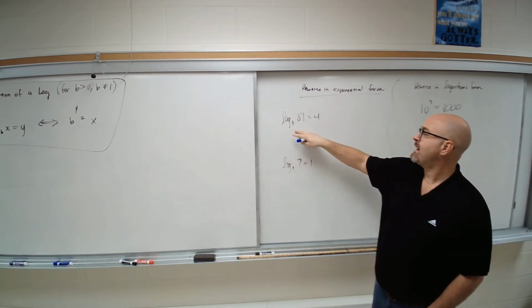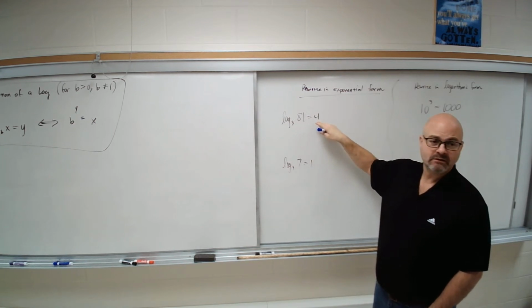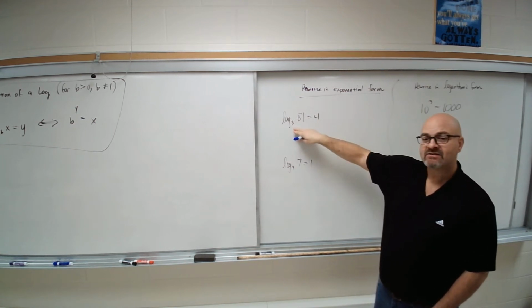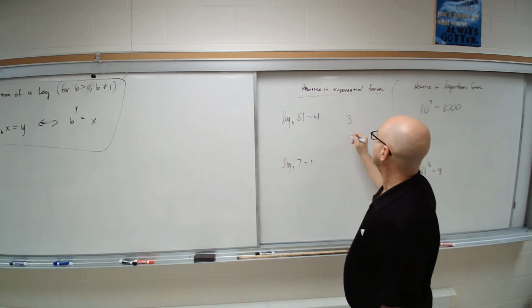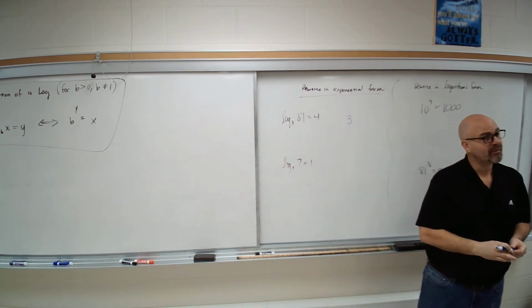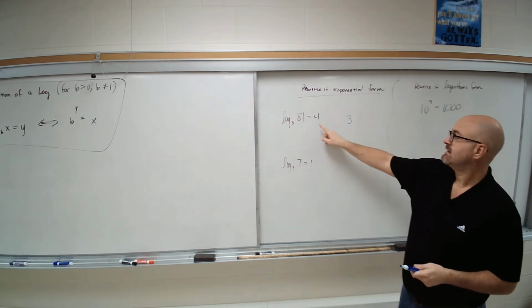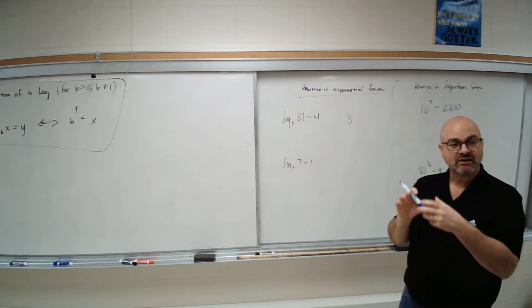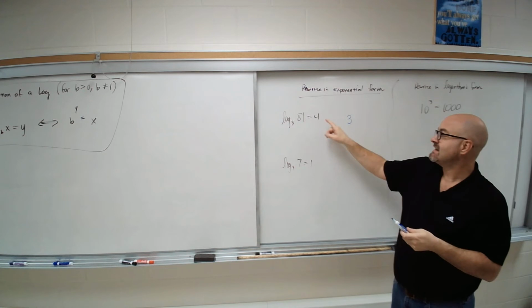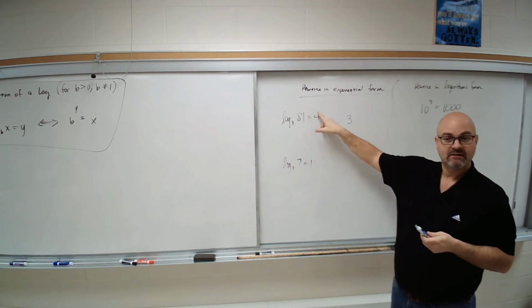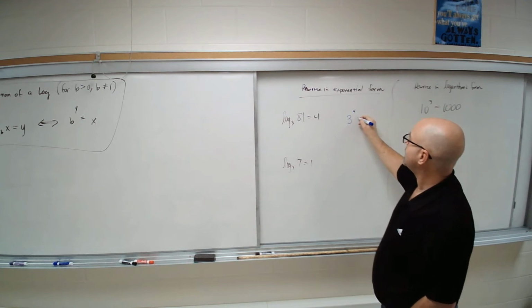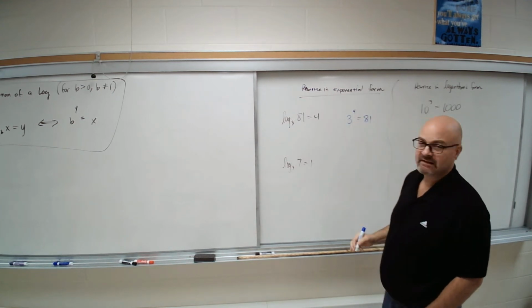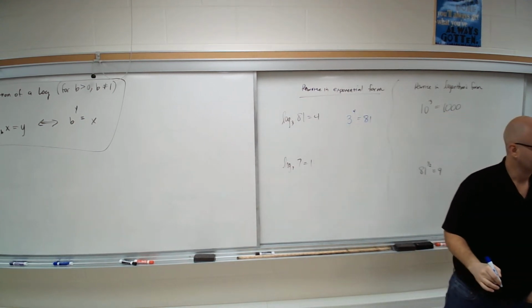Here we have log base 3 of 81 equals 4. So 3 is the base, correct? If I want to switch forms, it's going to be 3. Now do I take it to the 4th or to the 81st? Take it to the 4th, because the log equals the exponent. 4 is the exponent. So 3 raised to the 4th power equals 81. That's how that would work.